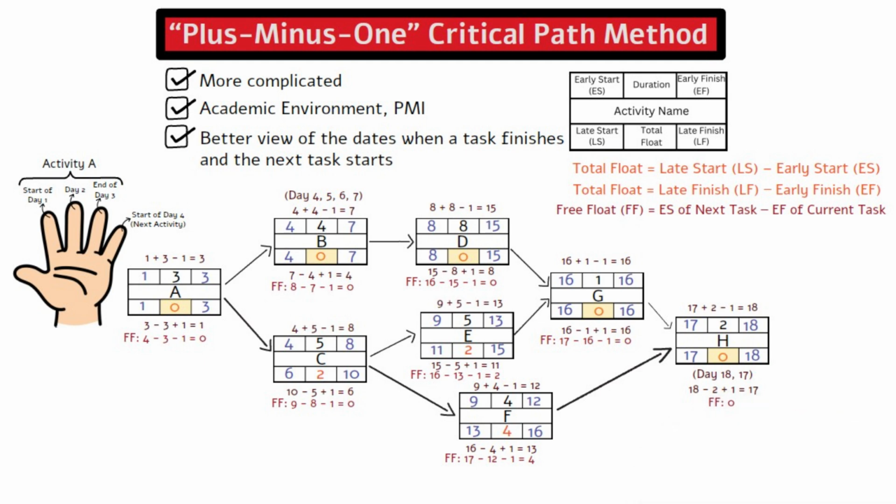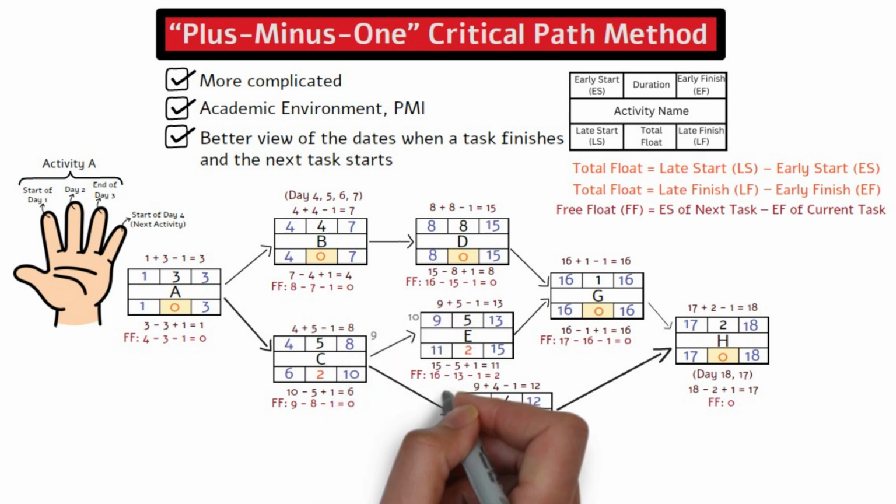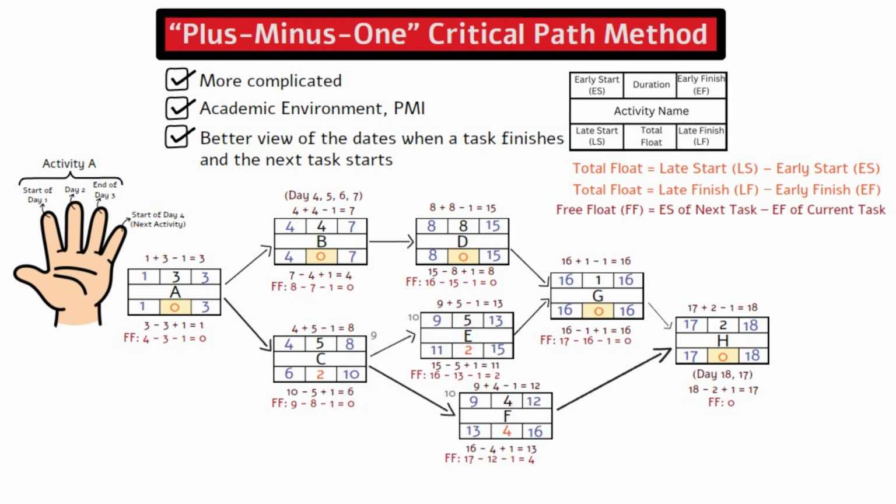You can see total float and free float are the same most of the time, except for activity C, where it has 2 for total float, but 0 for free float. If activity C is delayed by 1 day, it will impact the early start date for activities E and F, although the project completion date is not impacted.